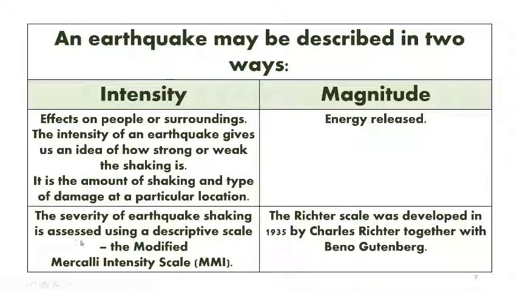The severity of the earthquake shaking is assessed using a descriptive scale. Remember that if we are using intensity, we are going to use the Modified Mercalli Intensity scale or MMI scale to measure how strong or weak the shaking is. And when we talk about magnitude, we use Richter's scale, and it was developed in 1935 by Charles Richter together with Beno Gutenberg. So those are the two things that we use in order to describe how intense or how strong or weak an earthquake is.